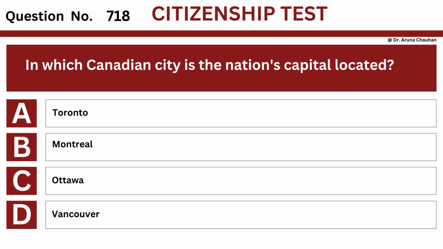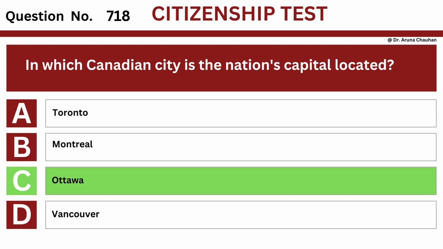Question number 718. Question: In which Canadian city is the nation's capital located? Option A, Toronto. Option B, Montreal. Option C, Ottawa. Option D, Vancouver. The answer is option C, Ottawa.